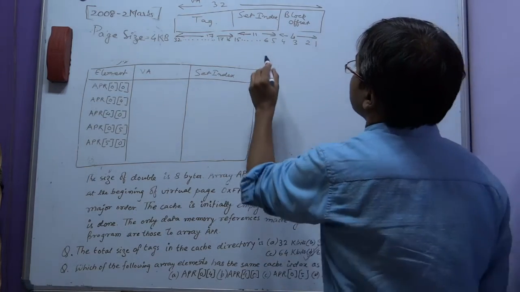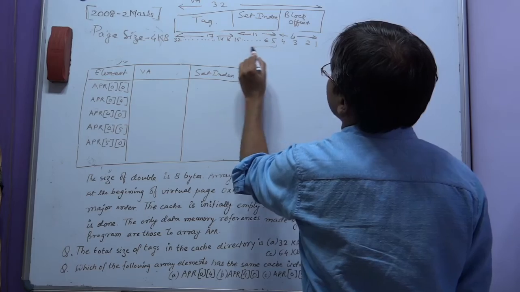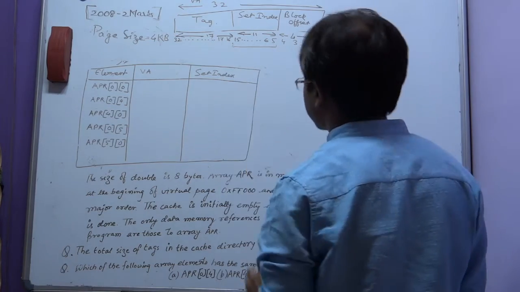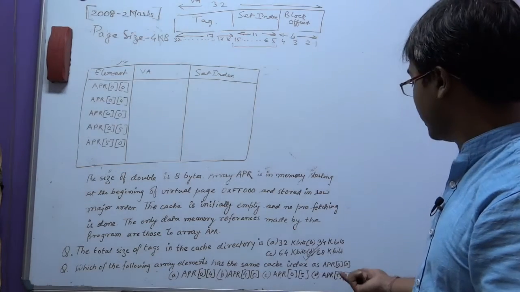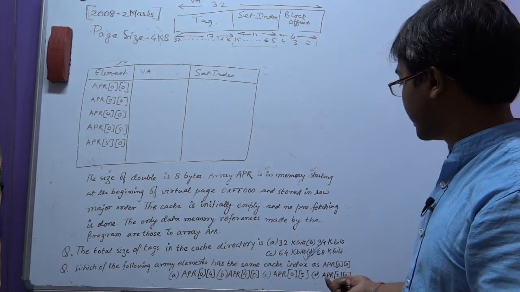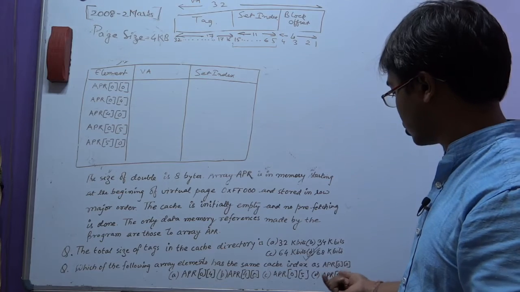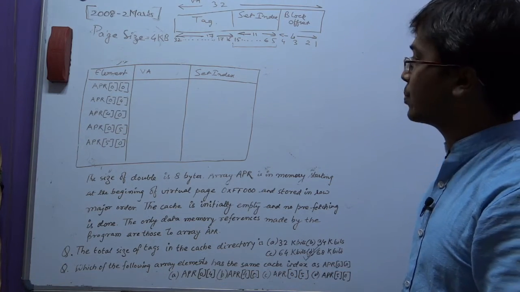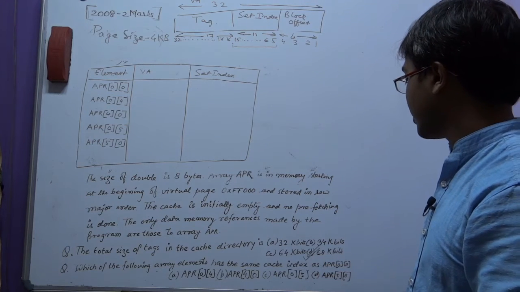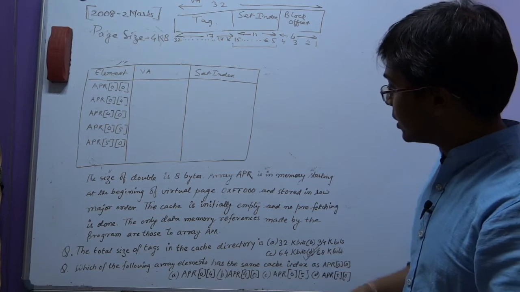So we need to find out the set index, that is 5th to 15th bit of the virtual address of these elements, and then we need to find out which one of them has the same set index as that of APR00. So what is the virtual address of APR00?